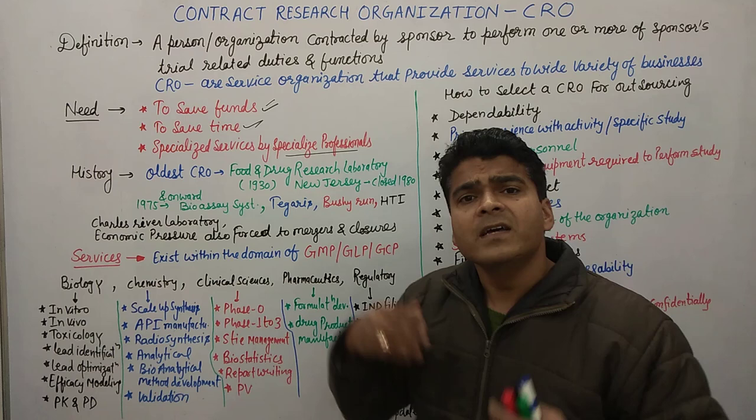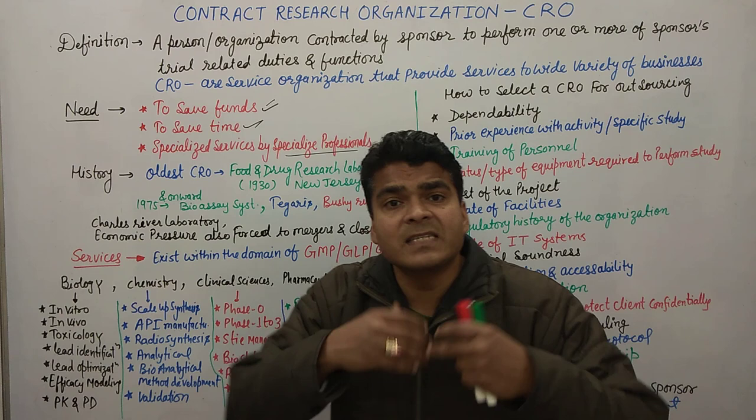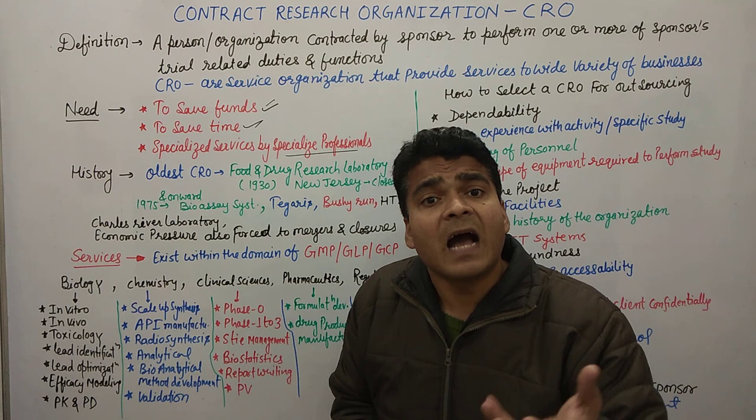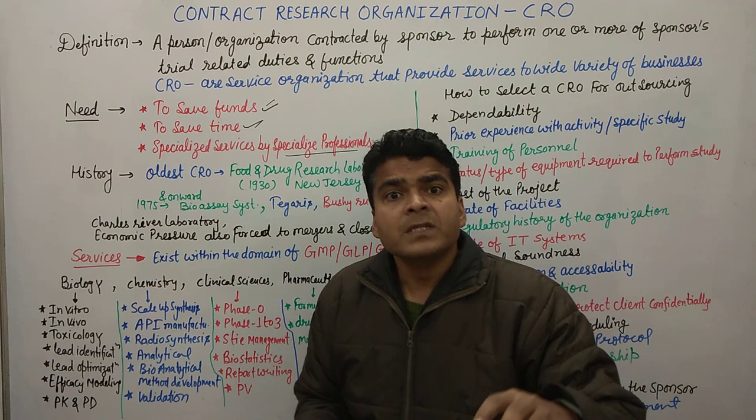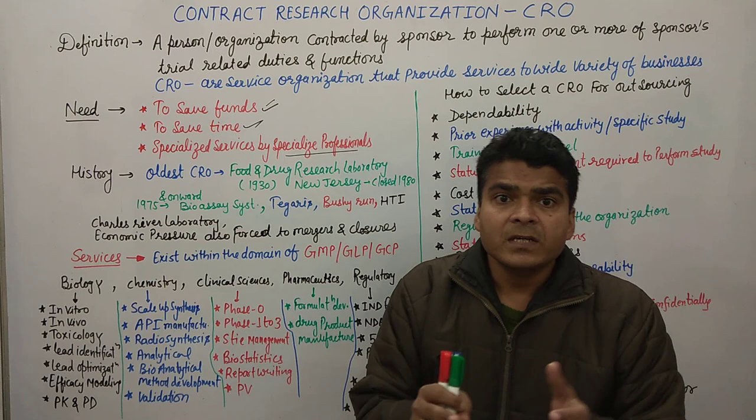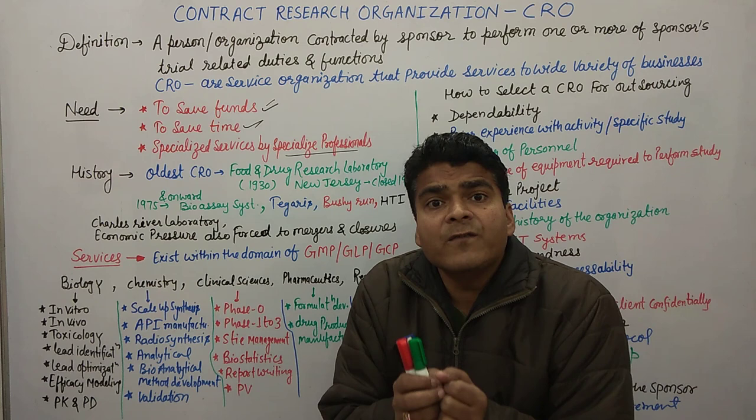Now looking at what kind of services CROs are providing: basically they are generated to provide services, and they are basically the outsourcing center for the main pharmaceutical companies. Clear? So pharmaceutical companies are looking for the best services, and they outsource their work to those companies. So we must know what kind of services are provided by the CRO.